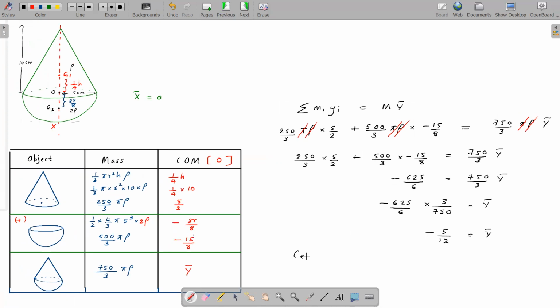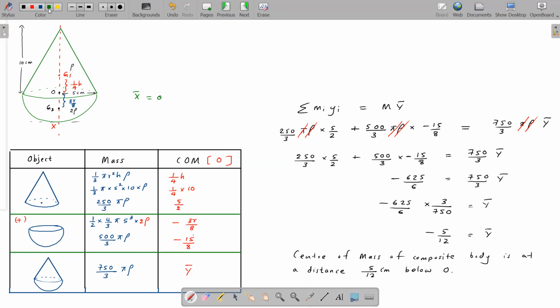So, center of mass of composite body is at a distance 5 over 12 centimeters below O, not behind, sorry, below. All right, guys. So this is what it means.